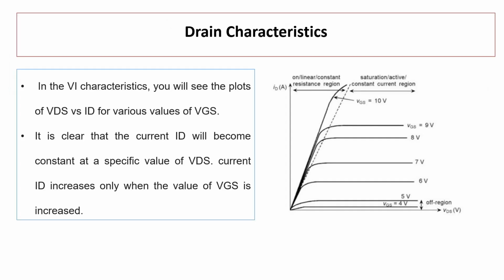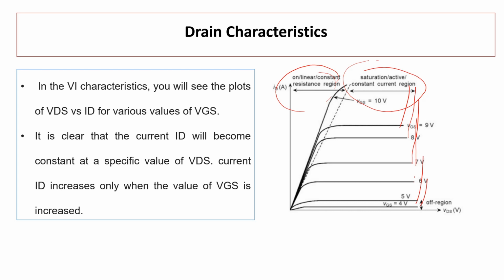So how should the characteristics look? There are two characteristics: one is the drain characteristics, another is the transfer characteristics. The drain characteristics is also called the output characteristics. See this, there are several regions present. First is the resistance region, or ohmic region, and after that the current goes constant, which is called the active region. Beyond that level, it will go to breakdown. So when VDS is increased further, it goes into breakdown.